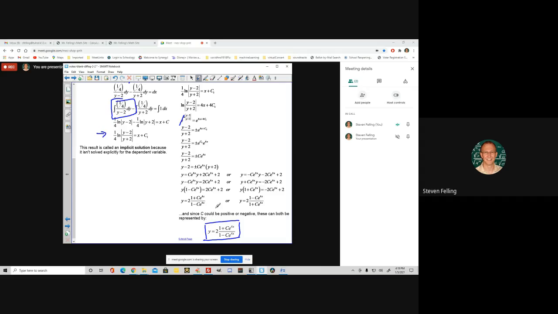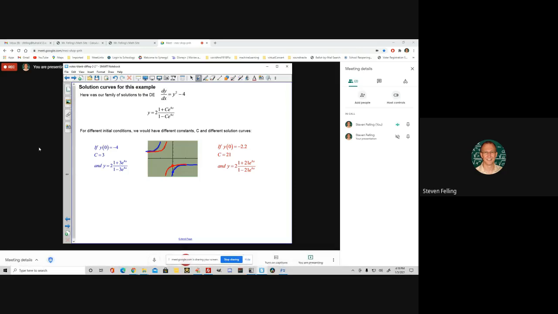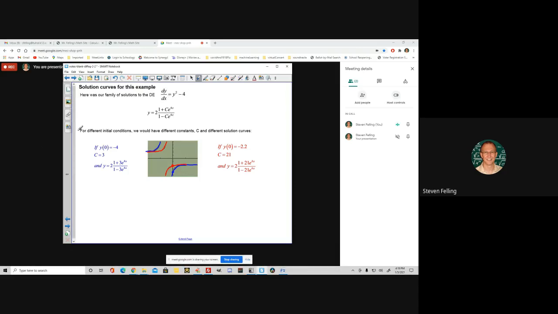Okay, so this is how you would handle an absolute value if you needed to. Treat it as a plus or minus and then see what happens. You might end up with two forms of solutions, or maybe they can be combined into one when you consider the constants are both positive or negative. All right. So here was the original differential equation, dy/dx is y squared minus 4. We went through the solution steps to separate the variables. We did partial fraction expansion.